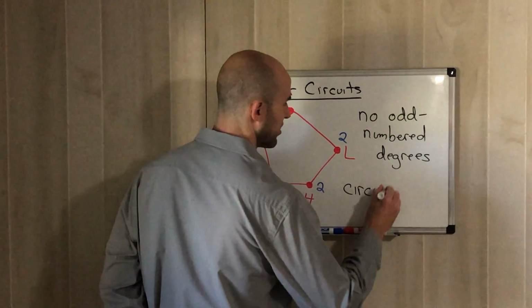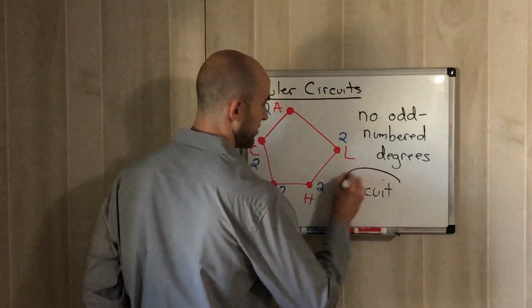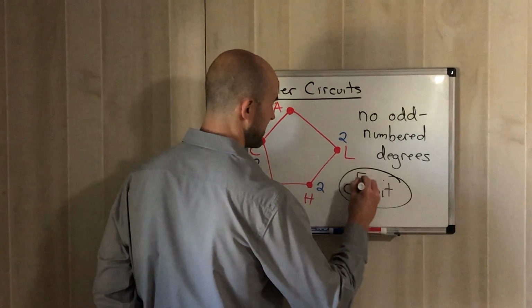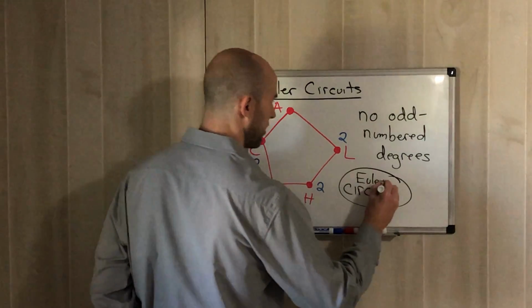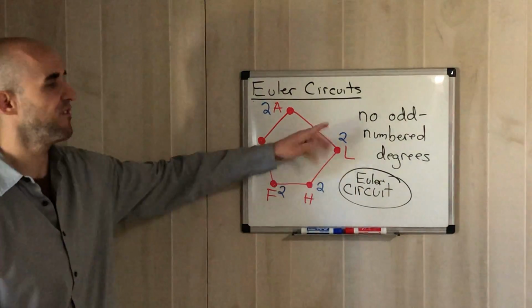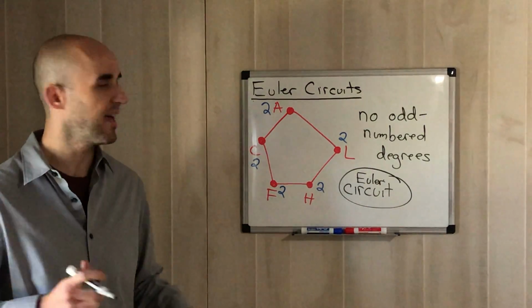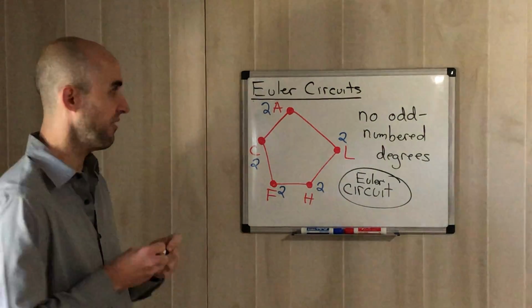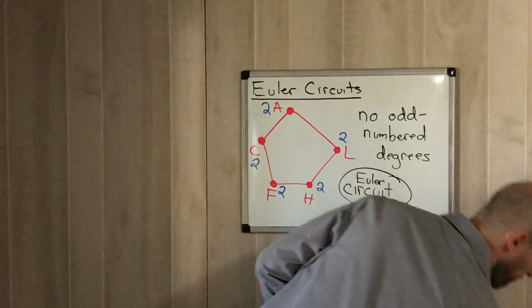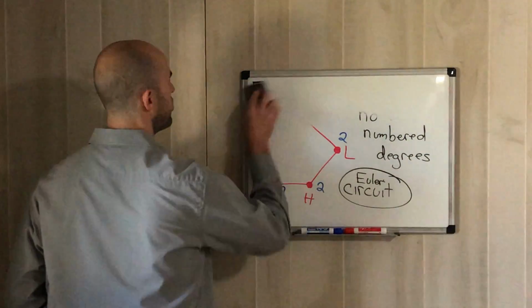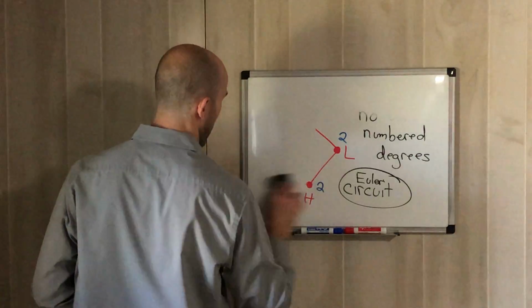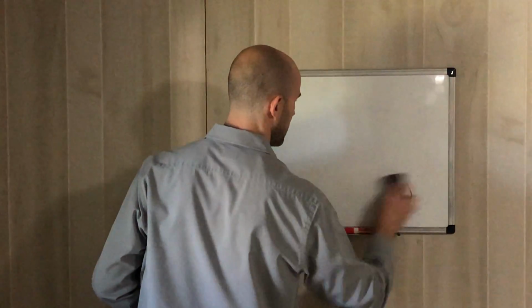If there's 1 or 2, if there are any, then it's not going to be. Literally, an Euler circuit can have no odd number degrees. It has to have 0. The second there's 1, it's no longer an Euler circuit. And again, it's the easiest way to figure this out. But I'll do 2 more practice problems just to show you guys this.